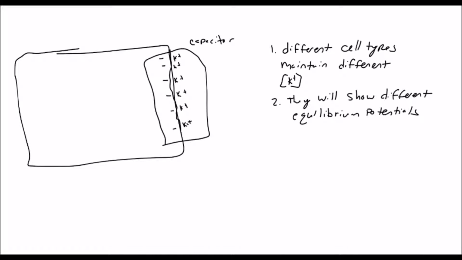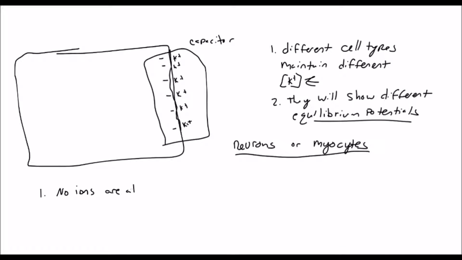And so we see that different cell types maintain different potassium concentrations, and because of that, they're going to have different equilibrium potentials. When we're looking at and studying equilibrium potentials, most of the time we're looking at or studying neurons or myocytes, because these cell types have the special ability to be able to fluctuate their potential or voltage up and down in order to either relay messages or cause work to be done. So that brings us to our next point. No ions are ever at their exact equilibrium potential.